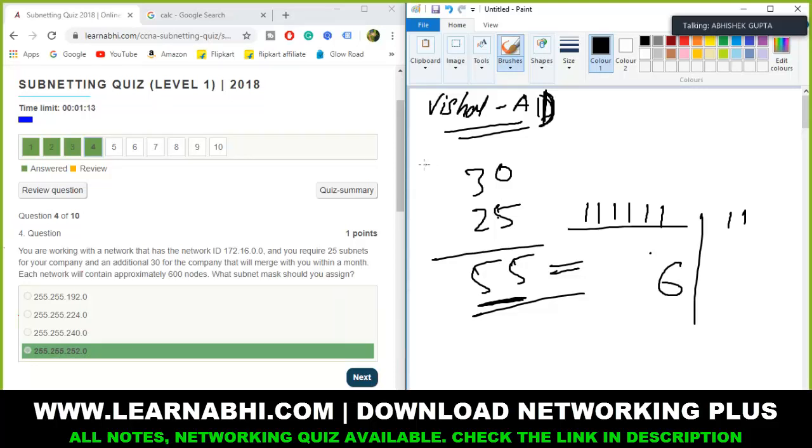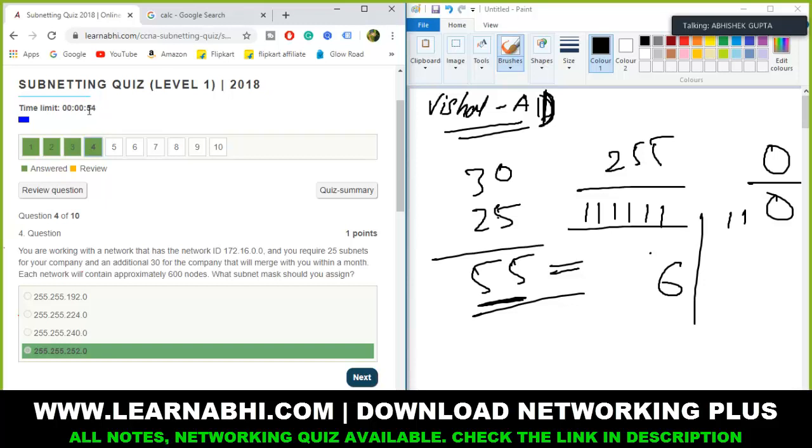255.255.252.0. This is a class B address. In the third octet we are borrowing 6 bits, so it is going to become 252, and in the last octet all the bits belong to the host, so it is going to become 0. Clear? Now see, for solving 4 questions you guys have almost taken 30 minutes.